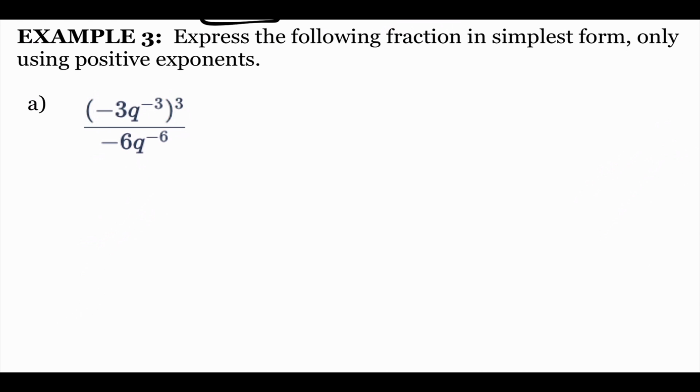Both should get an exponent, right? So that's what we're going to do. -3 is going to get an exponent of 3. Q to the -3 is going to get an exponent of 3. The bottom, I'm not going to change. I'm not there yet. I'm just going to rewrite it: -6 q to the -6.